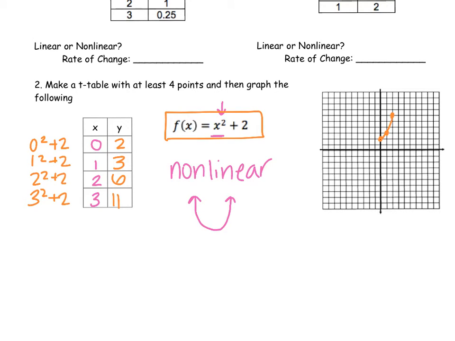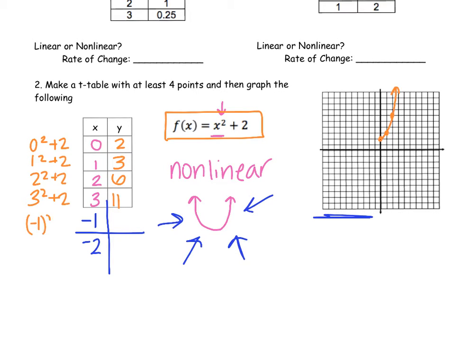But when I connect my dots, this is not a U shape. So I need to choose additional x points. Even though I filled the table, I did what it said, I don't see this shape here because I know it's nonlinear. So I need to continue by choosing some negative values. So let's plug in negative 1 and negative 2. So we need to extend my table.